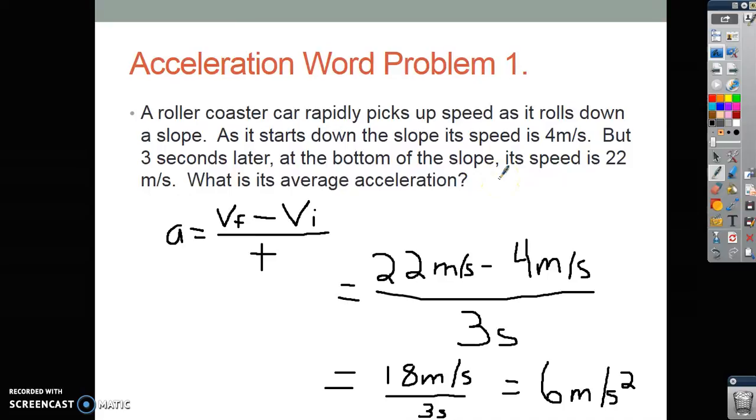Please do numbers 2 through 6 and be ready for tomorrow to review these questions as a warm-up.